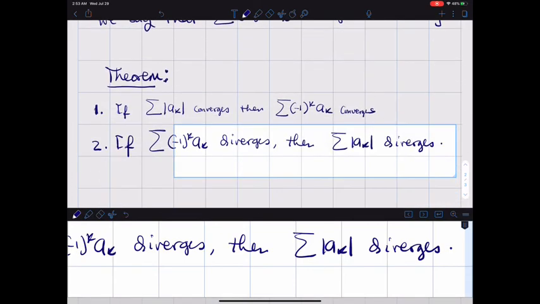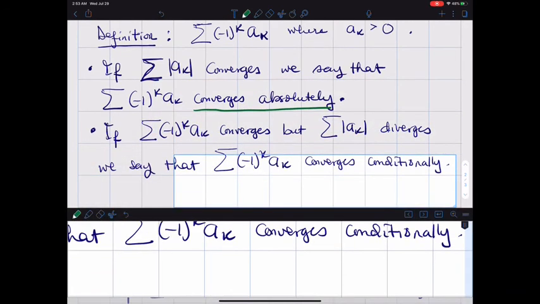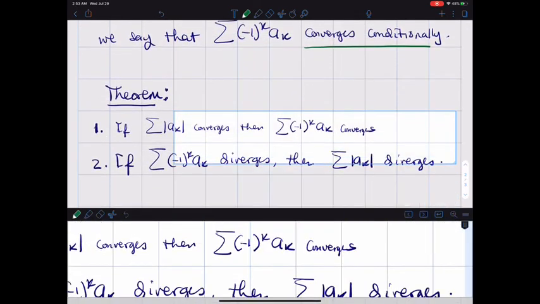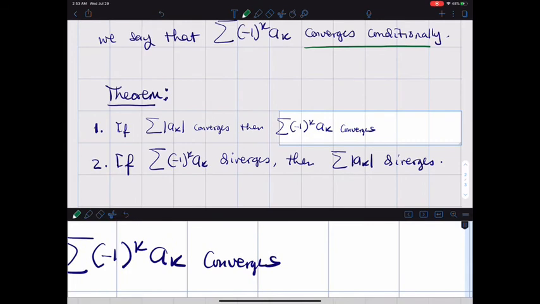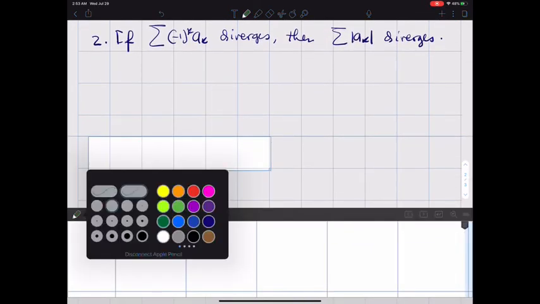Remember the terms: absolute convergence and conditional convergence. So this theorem is just saying that absolute convergence implies convergence. That's what the first part is saying. Now, let us do a few examples, at least one.